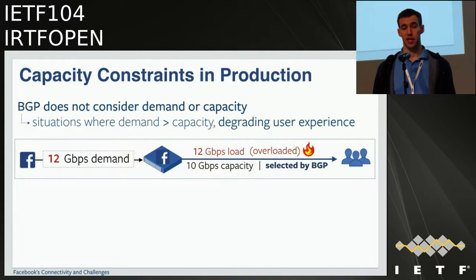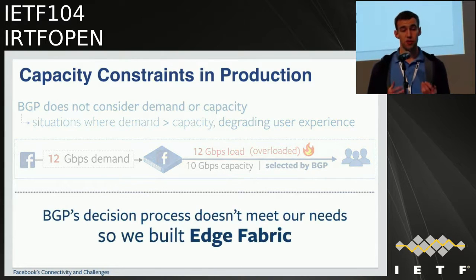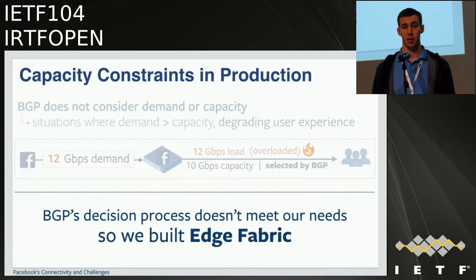So going back, again, BGP doesn't consider demand or capacity. As a result, in these situations where demand exceeds capacity, we're going to end up with packet loss and degraded user experience. BGP's decision process in general doesn't meet our needs. We don't want degraded user experience. And that's why we built Edge Fabric.